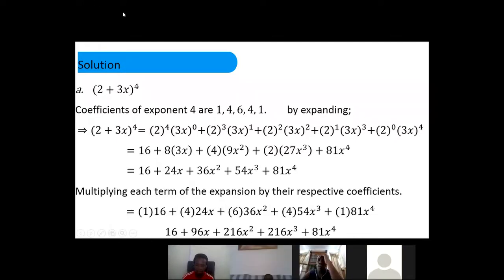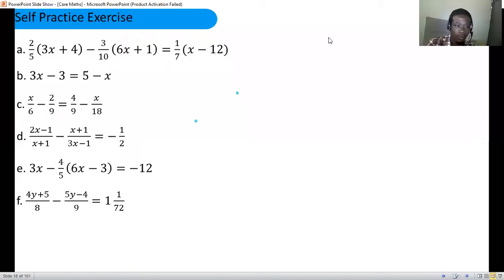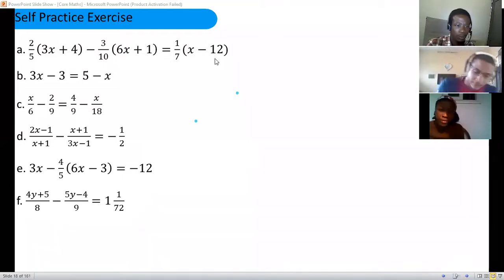Is there any further question before I end the class? So I would like everybody to solve self-practice exercises A and B. Then we continue with more complex examples in linear equations.